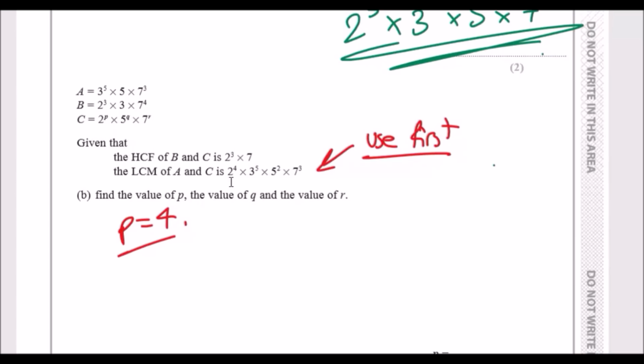And now let's look at the next one. We've got 3 to the power 5. C does not have 3, but A does. And clearly we can see 3 to the power 5. So that actually checks out. And now next one, 5 to the power 2.